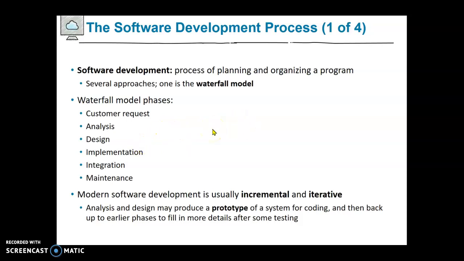So the first thing we're talking about here is the software development process. The software development process of planning and organizing a program has several approaches. One is the waterfall model. This is what programmers usually follow when they start to build a program. In phase 1, our customer request, the programmers receive a broad statement of a problem that is potentially amenable to a computerized solution. This step is also called the user requirement phase.